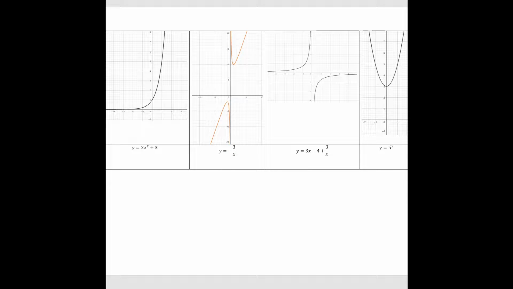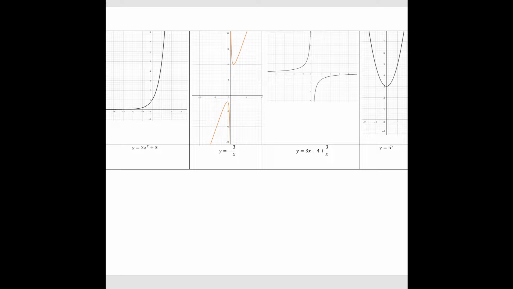It's important that we can identify the graphs that we've looked at today, even if you're not entirely sure yet how to sketch them. So I'd like you to have a go at matching, as before, the pictures of the graphs with the equations on the bottom row. Please pause the video now and have a go, and when you're ready for the answers, press play.